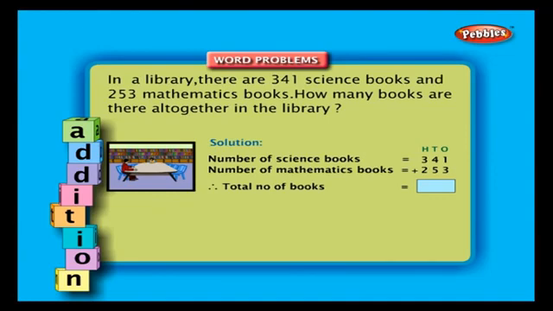253. Add the ones column. 3 plus 1 is equal to 4. Add the tens column. 4 plus 5 is equal to 9. Add the hundreds column. 3 plus 2 is equal to 5. On adding 341 and 253, we get 594. So, the total number of books in the library is 594.